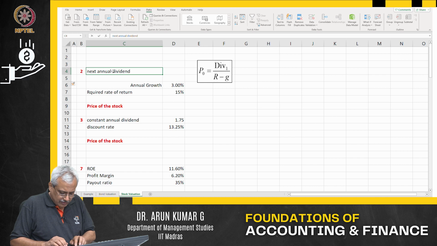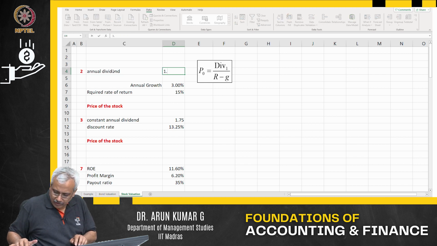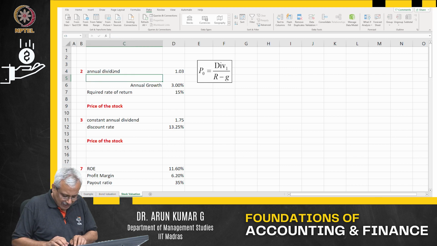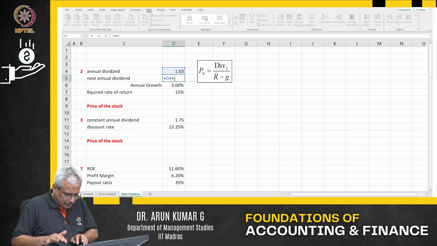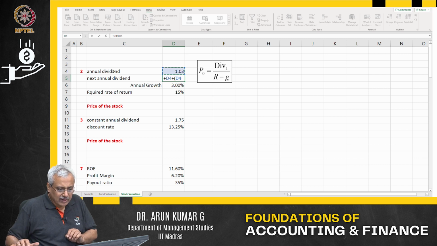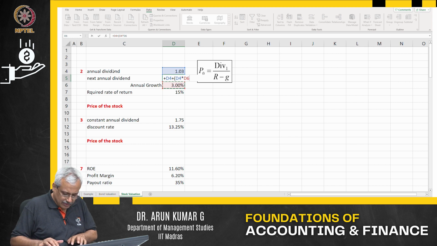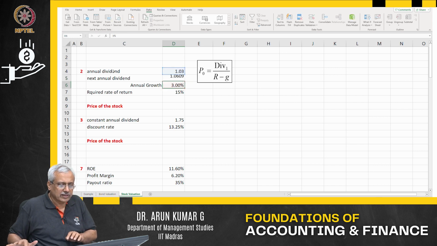My annual dividend is 1.03. My next annual dividend is going to be this plus this into the 3% out there. That is what it's going to be in this particular case.